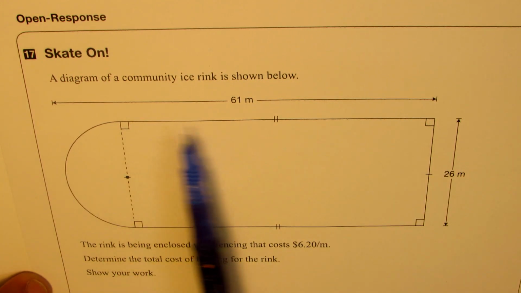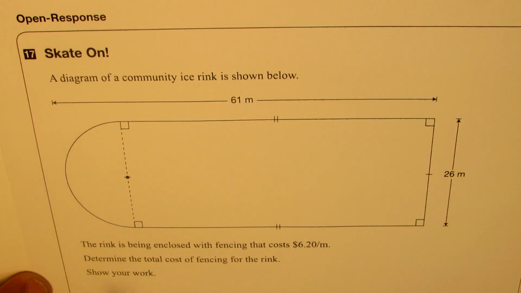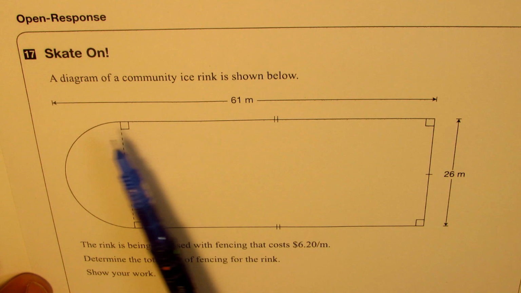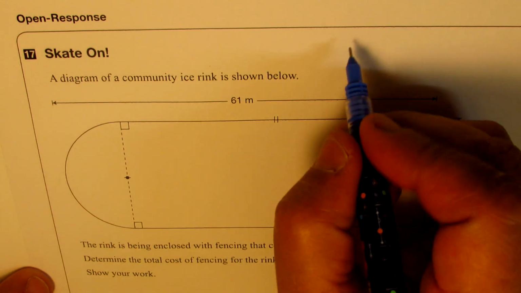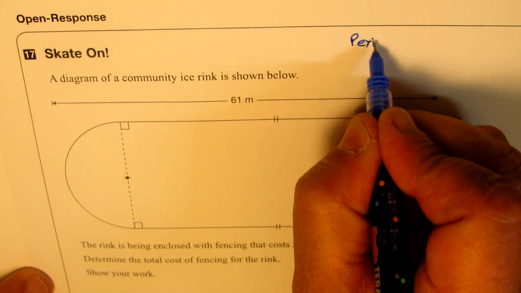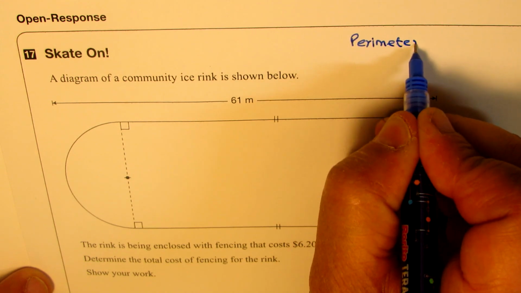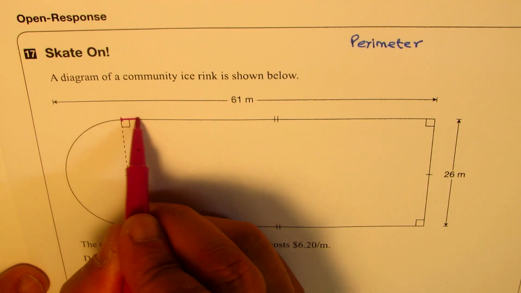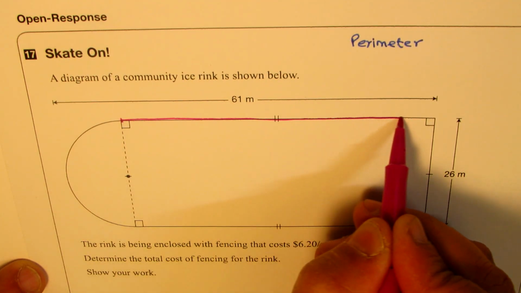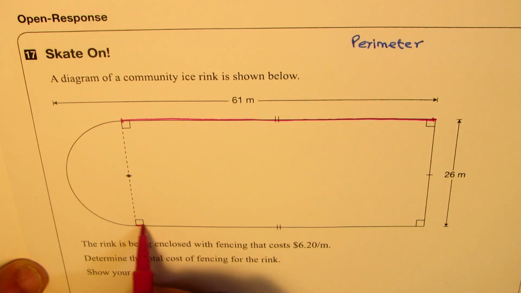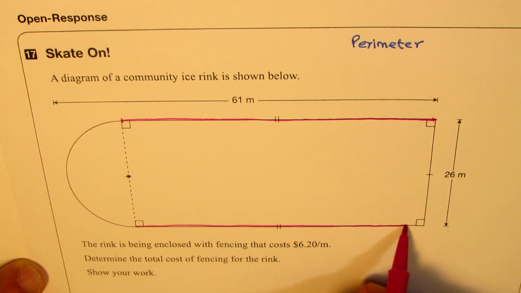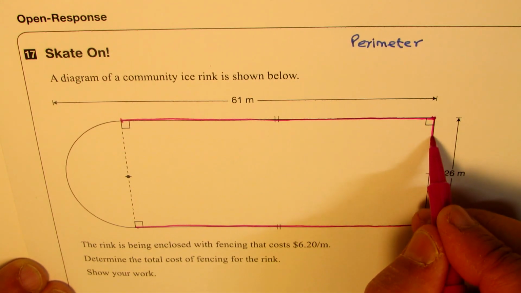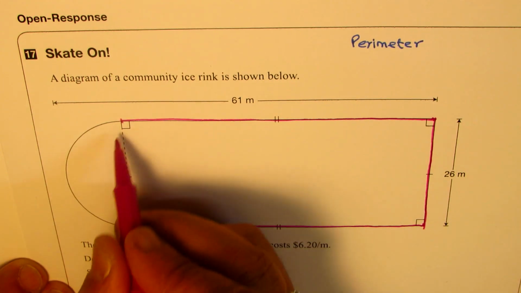So we have a rectangle here and a semicircle. We need to find the cost of fencing. That means we want to calculate the perimeter, right? So basically we need to calculate perimeter. Let me show my work here. The perimeter could be treated as this length, plus this length, plus this length, and this semicircle.